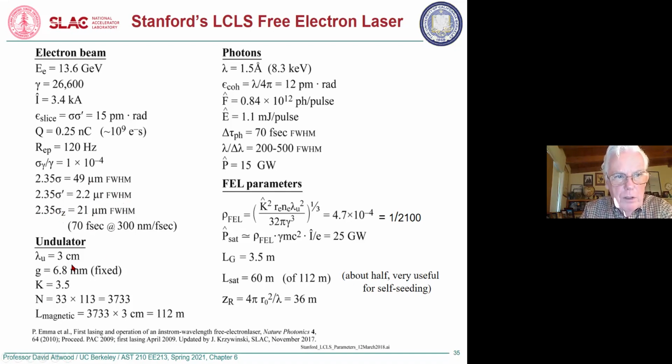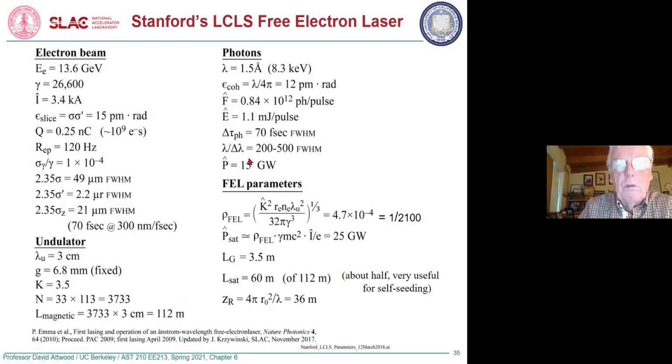These are the parameters for the undulator, the undulator period, the K value. How many periods are there altogether? So each insertable magnet structure has 33 magnet periods, and there's 113 of these that get inserted. So the length of all the magnets is 112 meters, but they are spread out further so that the total length, which I don't think I have written down here anywhere, is over a kilometer.